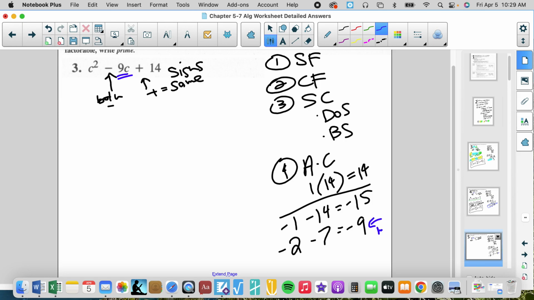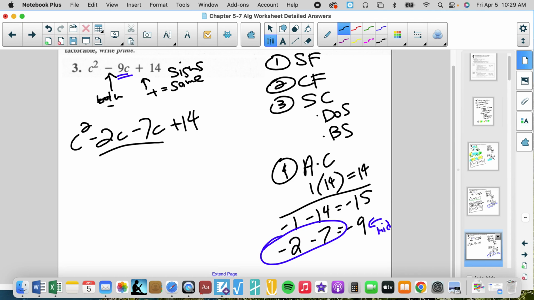So this is my middle value. So I'm going to use these two values. I don't use negative 1 and negative 14 because that would give me negative 15, and my outside and inside does not equal negative 15. My outside plus my inside equals negative 9. So I'm going to use those two values: c squared minus 2c minus 7c plus 14. Remember, this has to equal negative 9c, which it does.